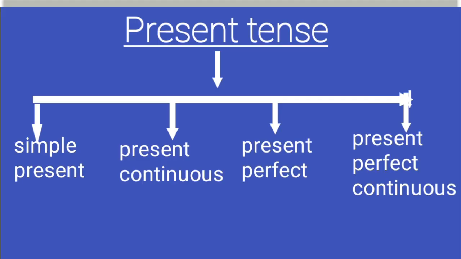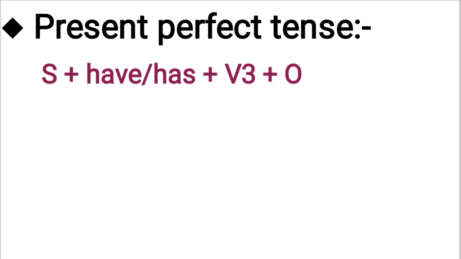So friends, we have already discussed that present tense has four subtenses. Those are simple present, present continuous, present perfect and present perfect continuous, of which we have already discussed simple present and present continuous tense in my previous videos. So today we are going to discuss more about present perfect tense.